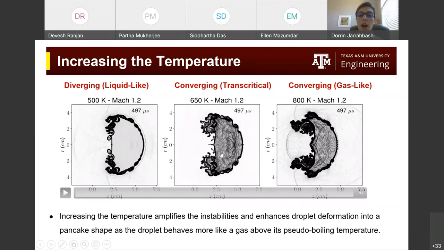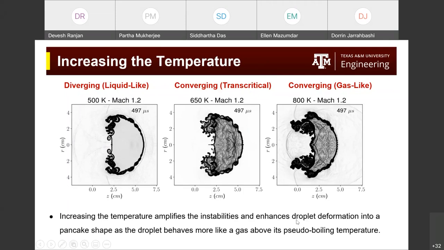The common feature of the converging cases is observed in between the two, but is more apparent in the converging case. However, for the diverging case, instead of forming this outward jet, we see more of an inward jet that is pushing the droplet. But in all cases, the droplet keeps its pancake-shaped structure.